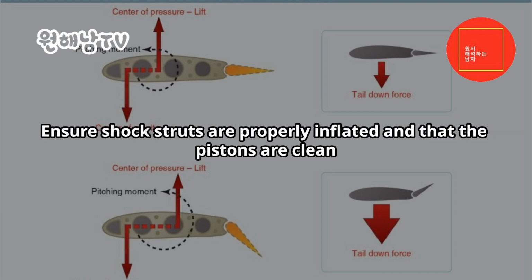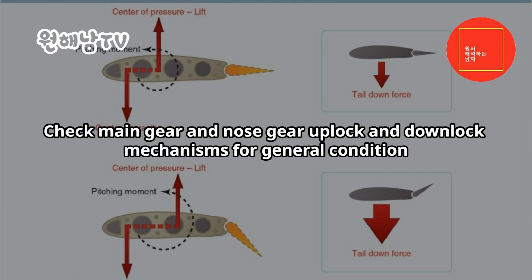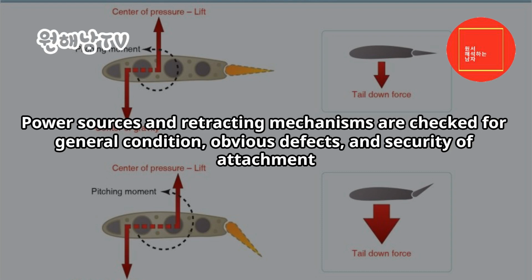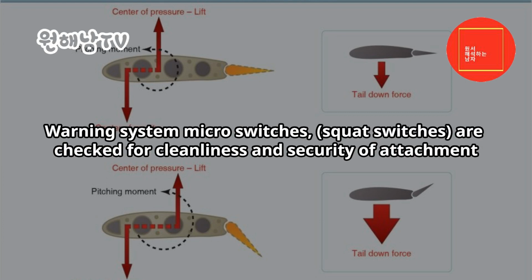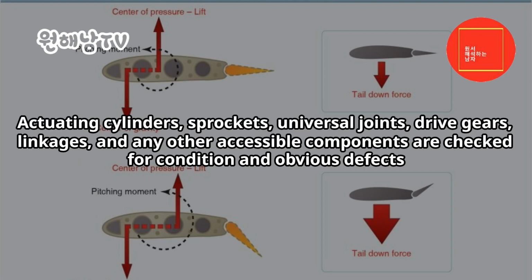Ensure shock struts are properly inflated and that the pistons are clean. Check main gear and nose gear uplock and downlock mechanisms for general condition. Power sources and retracting mechanisms are checked for general condition, obvious defects, and security of attachment. Check hydraulic lines for signs of chafing and leakage at attach points. Warning system microswitches, squat switches, are checked for cleanliness and security of attachment. Actuating cylinders, sprockets, universal joints, drive gears, linkages, and any other accessible components are checked for condition and obvious defects.